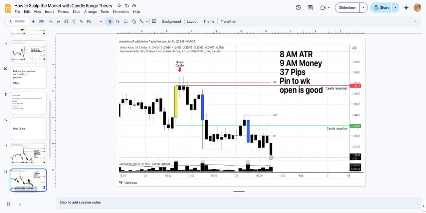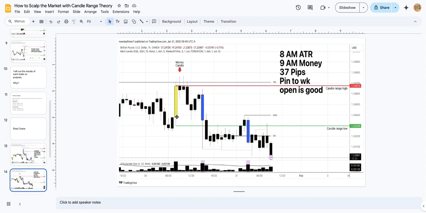Next candle, we have our money candle here, yellow, right there. The pin to the weekly open is good here as well. We like to see that. Once it hits that, there's the money candle. We're in right here on this candle open. It did spike up again a little bit, but give your stop loss a little breathing room. And as you can see, it did trend down very nicely. This was good for about 37 pips.